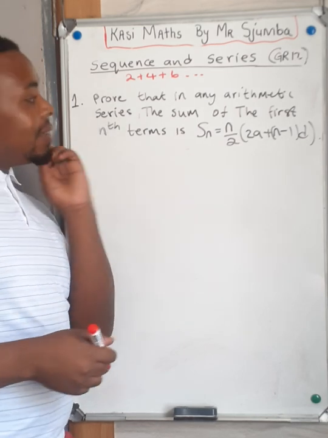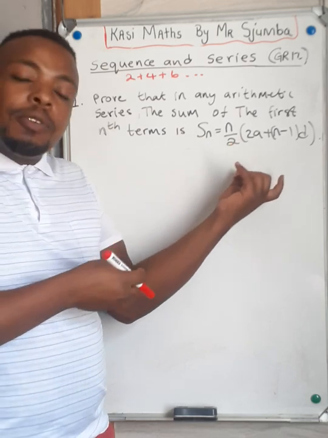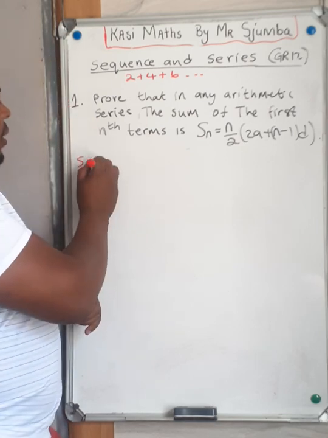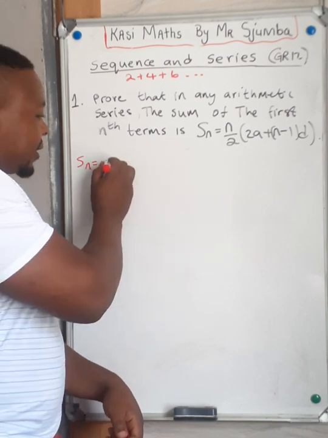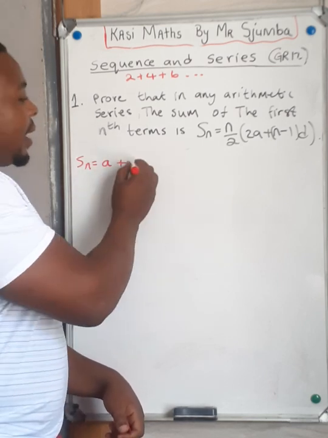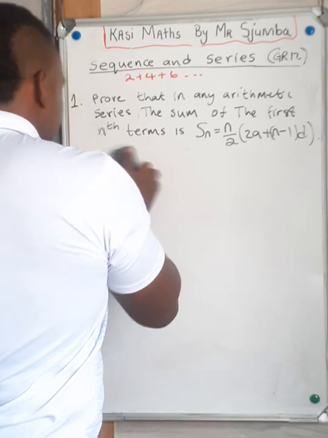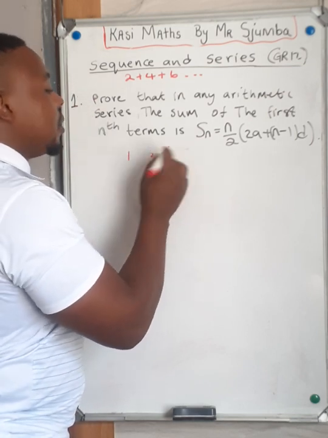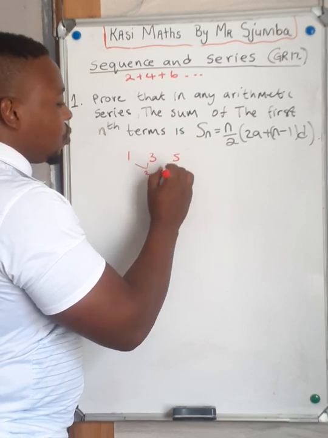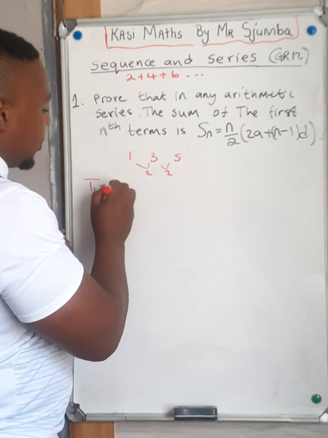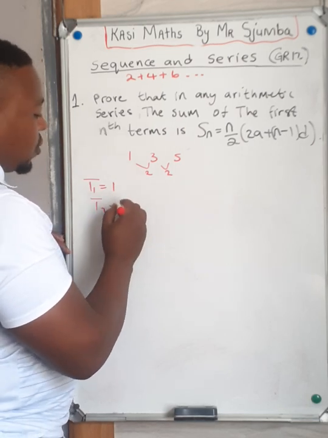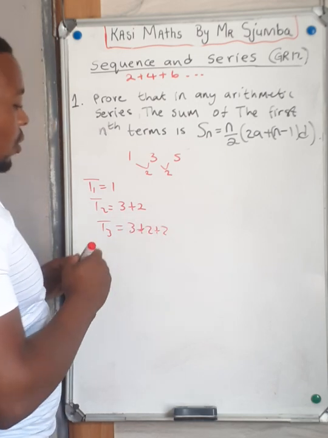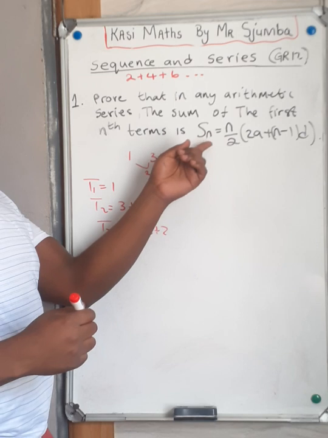So there is a formula which is Sn is equal to n over 2. We should derive this formula. We should prove this formula. So first things first, we should write Sn equals, the first term is a plus, then the second term. Okay, let me just make an example here first. Let's say we have 1, 3, 5. Then we have difference 2. So term 1 is equal to 1. Term 2 is equal to 3 plus 2. Term 3 is equal to 3 plus 2 plus 2. Yeah? So now we must prove the formula for the sum.